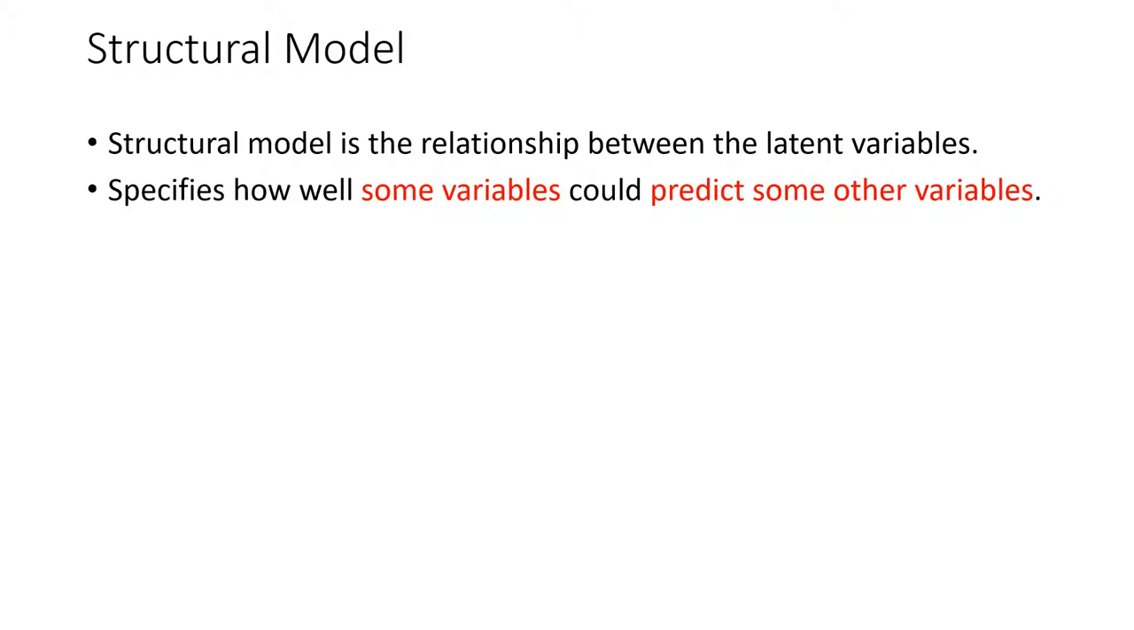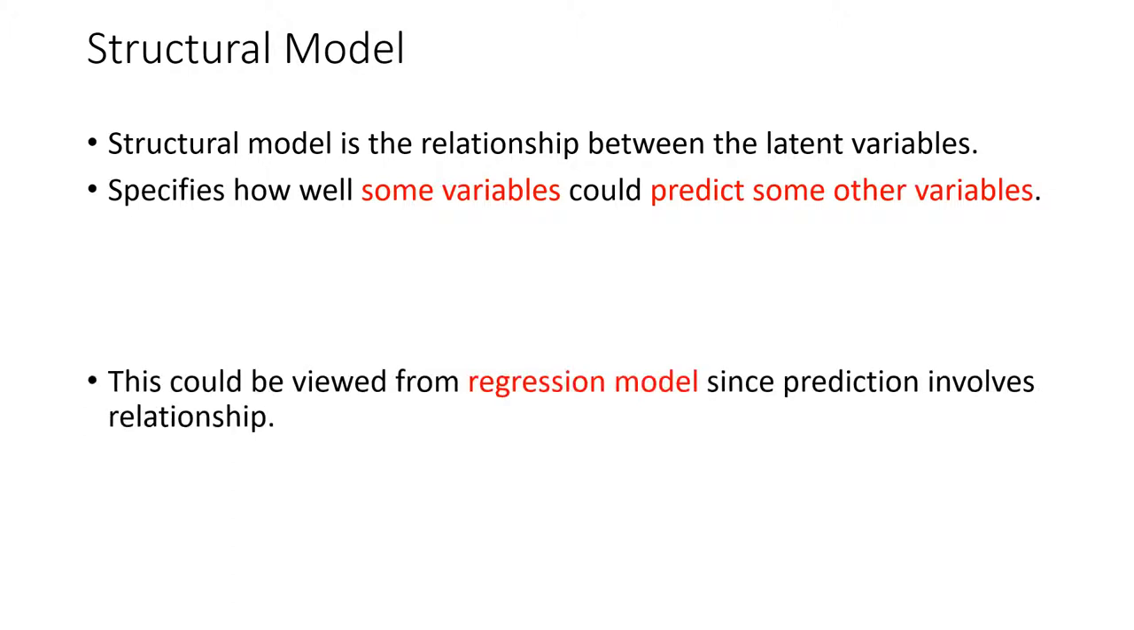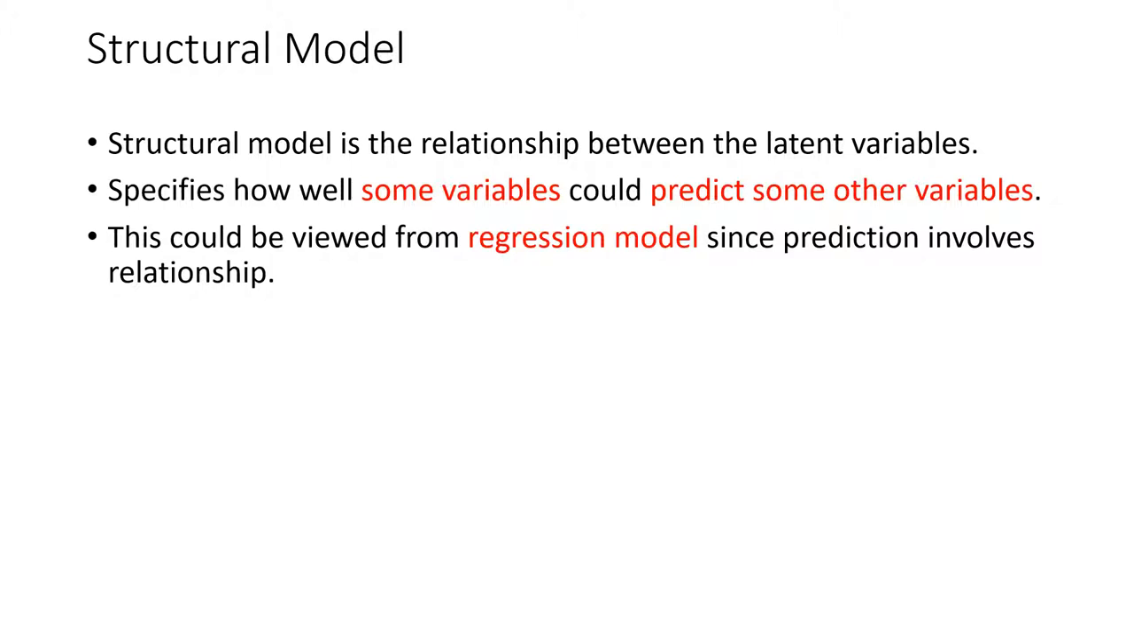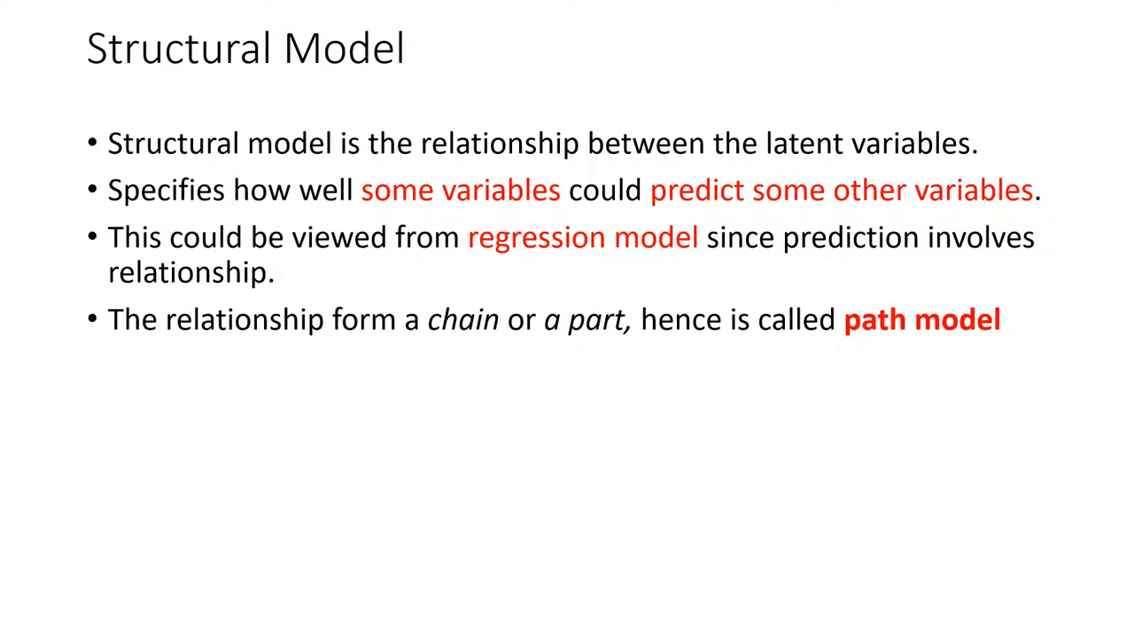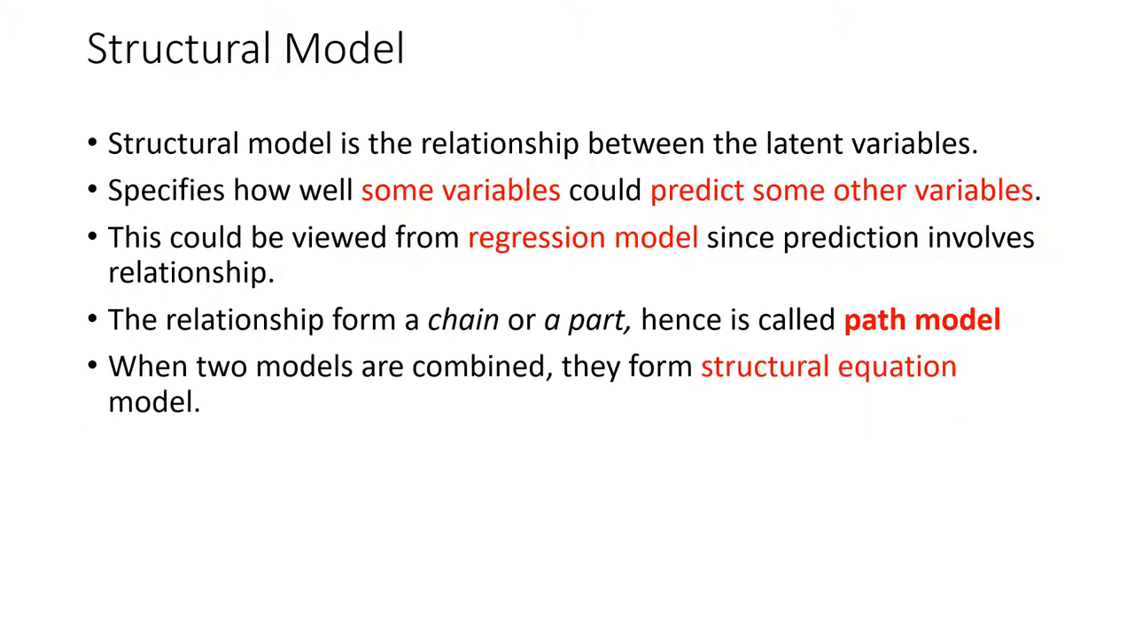So one has to use a regressional approach, which means the output of a particular variable will be dependent on the other variable. Also, this could be viewed from a regression model, since prediction involves relationship, which means you're looking through the relationship of two different variables. One will be dependent on the other. One output is dependent on the change in the other variable. Again, we look at the relationship from a chain or a path. Hence, it is called a path model.